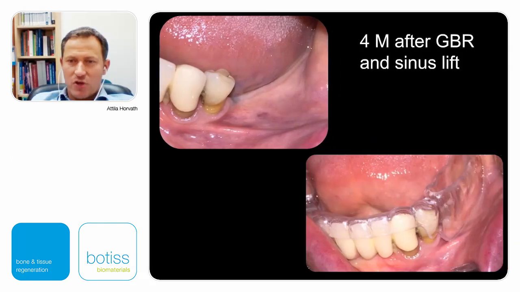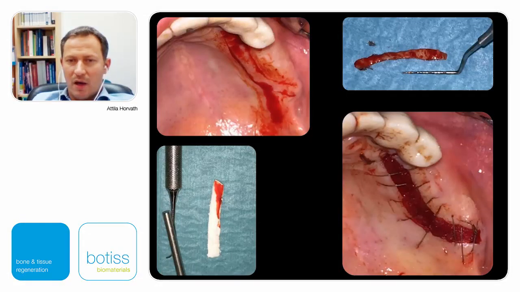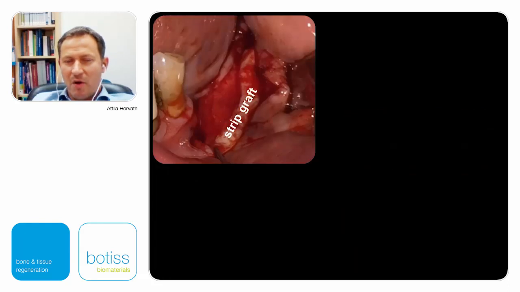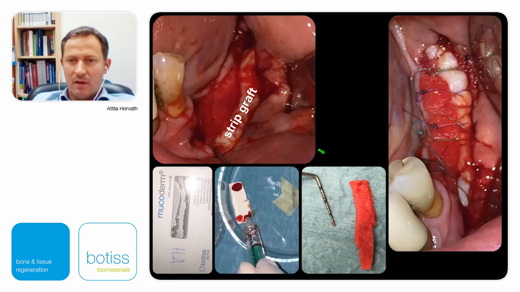This is the lower jawbone of the same patient. So 4 months after GBR and sinus lift, we wanted to place implants, and according to this, we see that this patient doesn't have any peri-implant keratinized mucosa, or at least it's not enough. So we took a graft from the palate. This is a nice strip graft, as you can see from the centipede on the right-hand side, and the strip graft is placed apically on the recipient area. Then we use the mucoderm in between the strip graft and the previous mucogingival junction, rehydrated with blood in this situation.